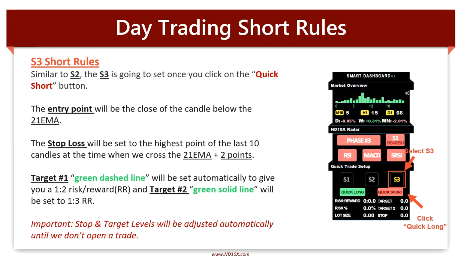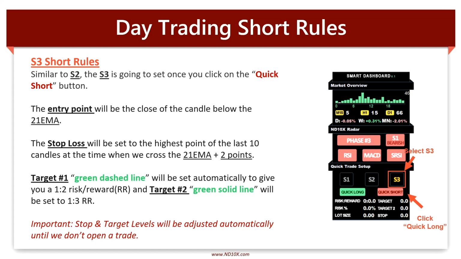S3 short rules. Similar to S2, the S3 is going to be set once you click on the Quick Short button. The entry point will be the close of the candle below the 21 EMA. The stop loss will be set to the highest point of the last 10 candles at the time when we cross the 21 EMA, and it is going to add 2 pips for spread. Target 1, the green dashed line, will be set automatically to give you a 1 to 2 risk reward. And target 2, the green solid line, will be set to 1 to 3 risk reward.